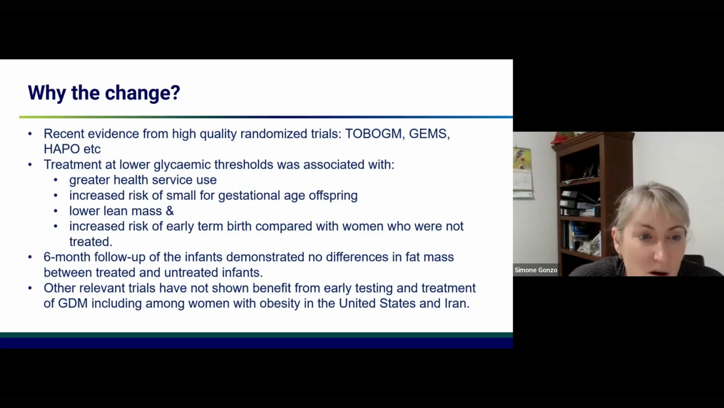The treatment at lower glycemic thresholds has been associated with greater health service use, which I'm sure we've probably all experienced. That's increased visits to maternity units being overrun and overwhelmed, patients that have been on that lower end being overserviced, using services, and stressed about their numbers.